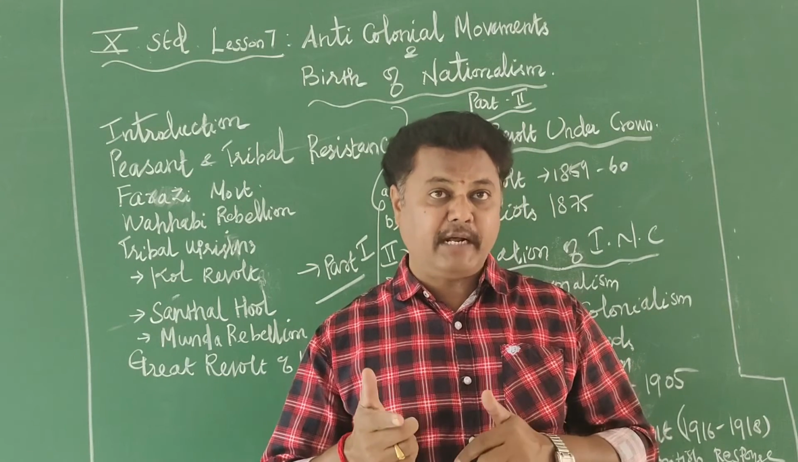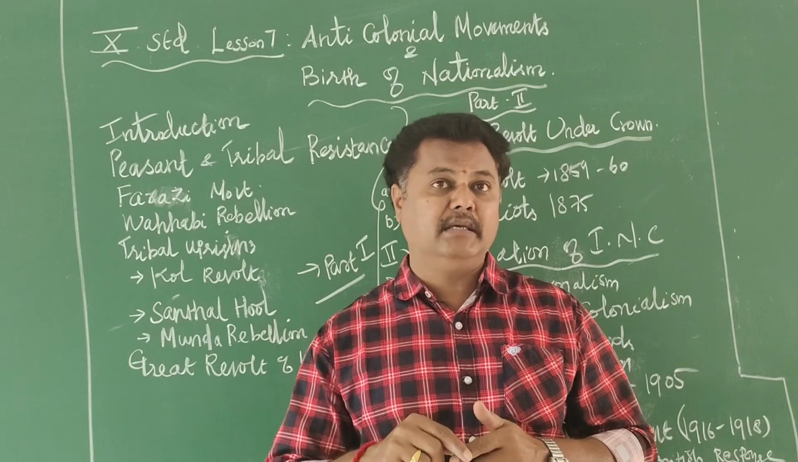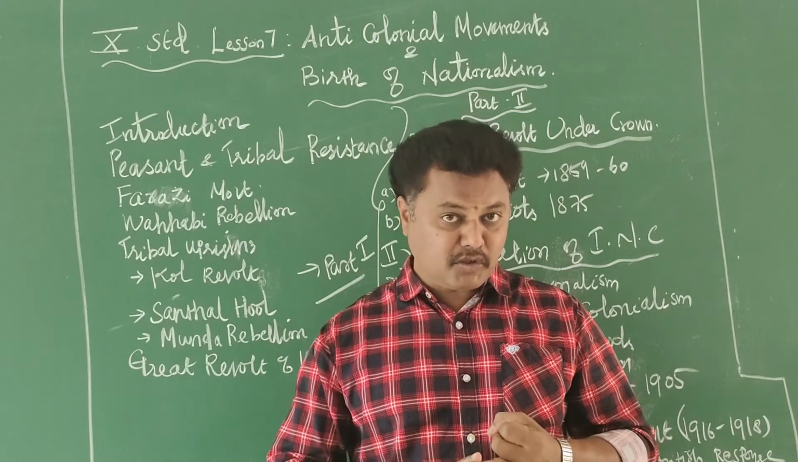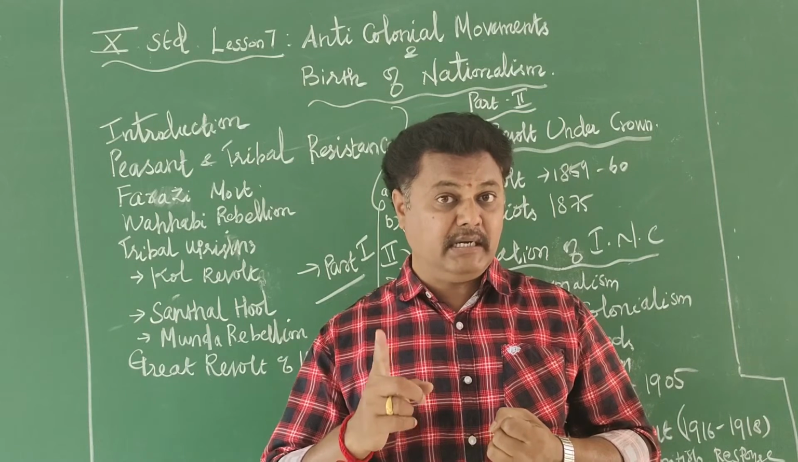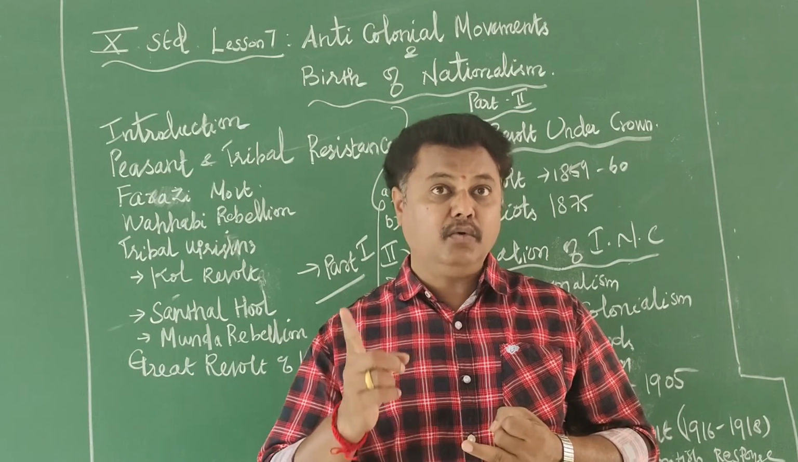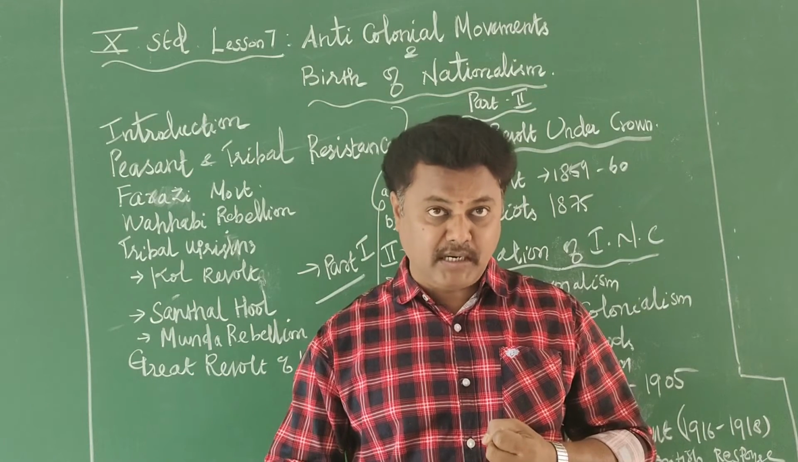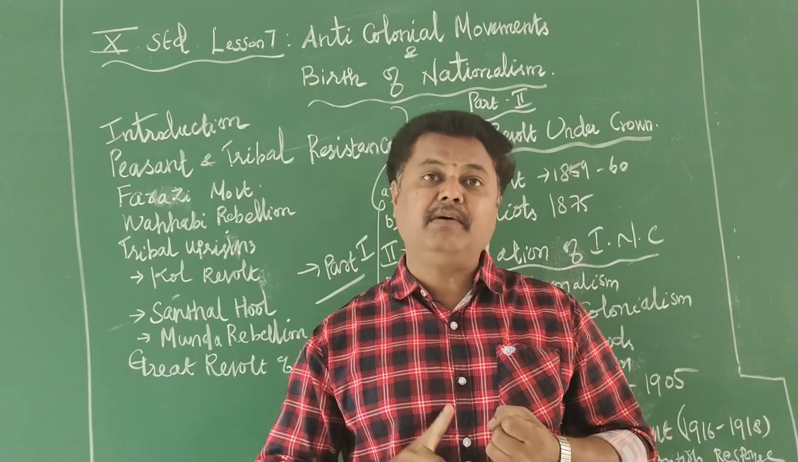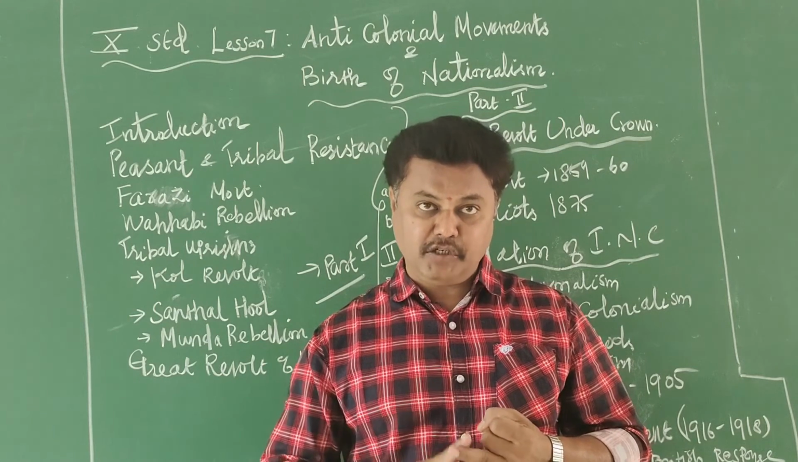The Swadeshi program included four points actually. Boycott of foreign goods, and then boycott of government schools and colleges. First is neglect of foreign goods, and then no one should enter the government schools and colleges, courts, titles, and government services.